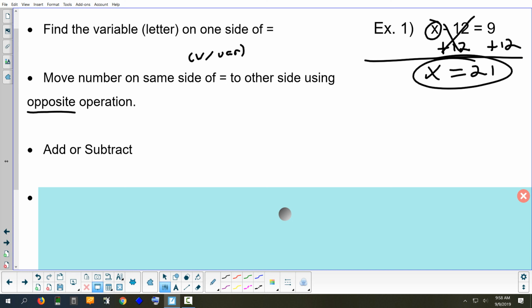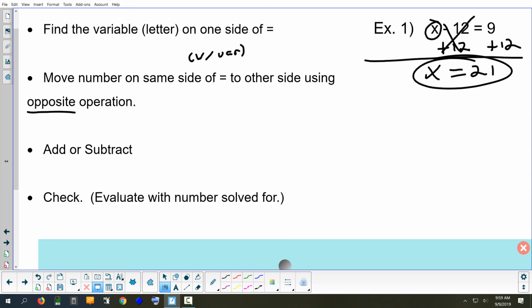What did I say we're going to do on a few problems? Make sure we get the right answer. We're going to check it. What does check mean? Check basically means evaluate using the number you just solved for. Now, what does evaluate mean? What do you do with the number? Plug it in for the variable.